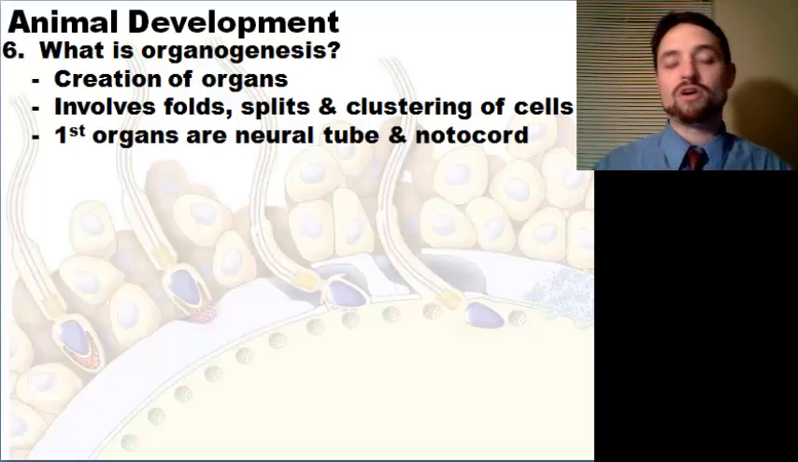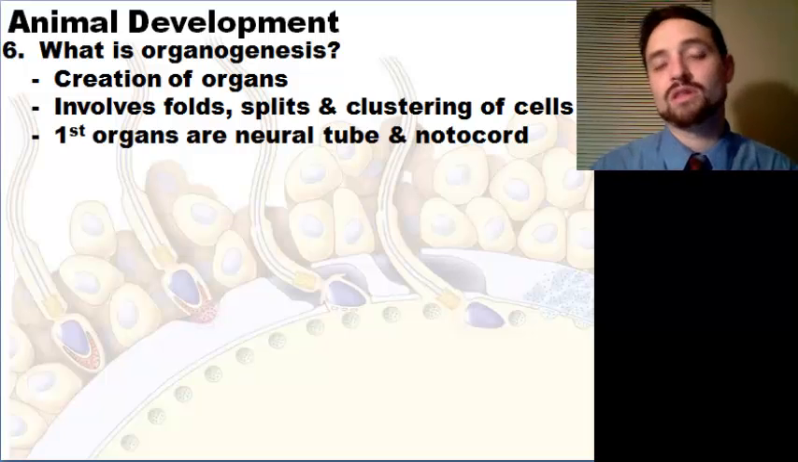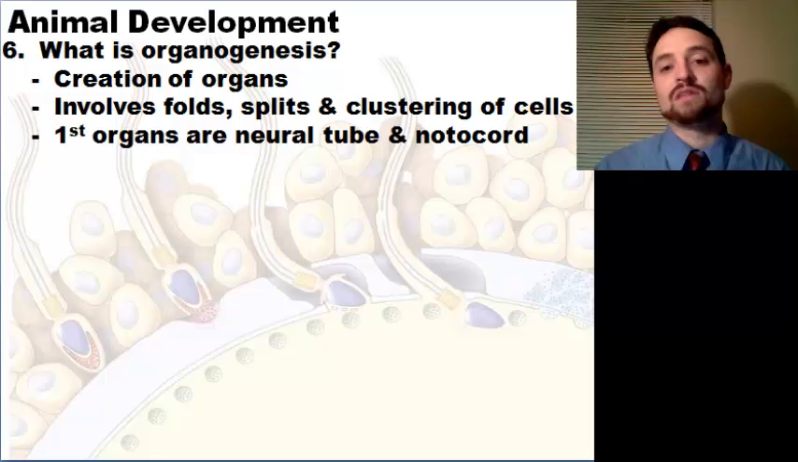We left off with gastrulation in the last video, so now we're looking at organogenesis. Organogenesis is really just the creation of the organs, and this involves a lot of things: folds, splits, and clustering of cells. It involves the ectoderm, sometimes the mesoderm, sometimes the endoderm, and we're going to look at each one of those and what they actually develop into in the system.